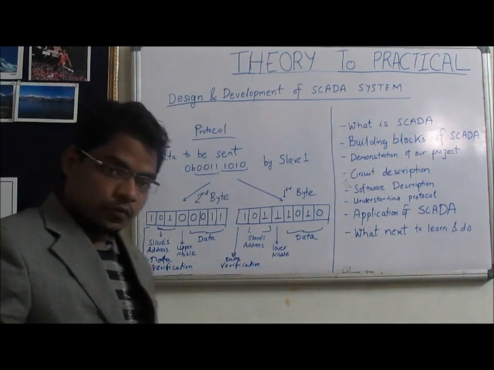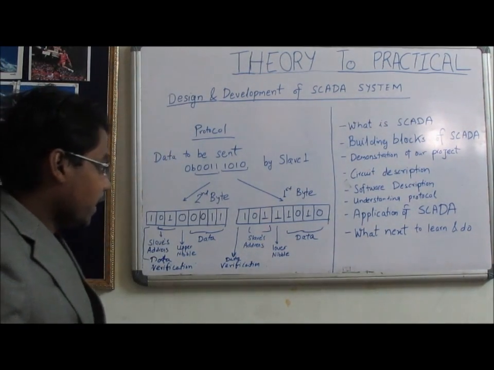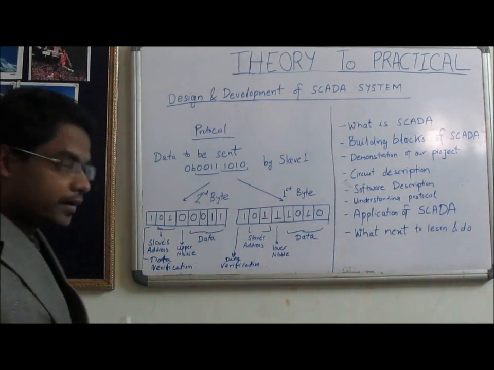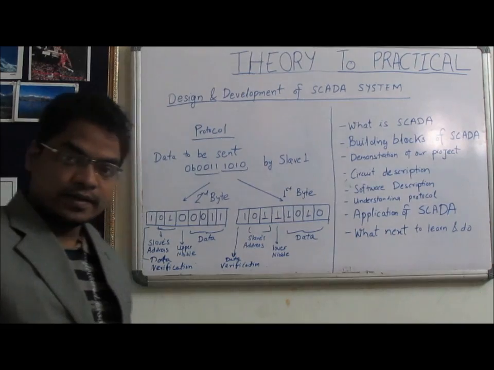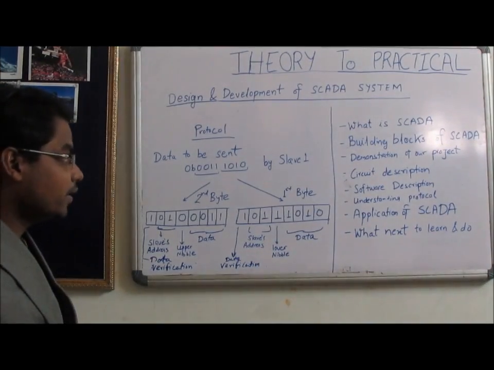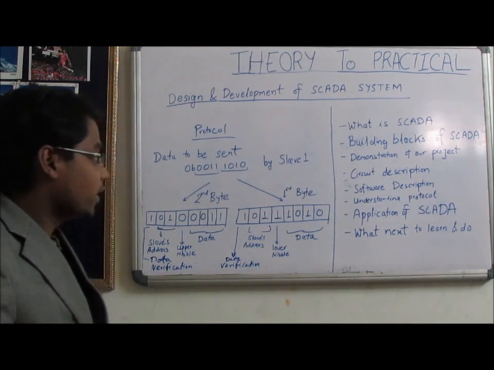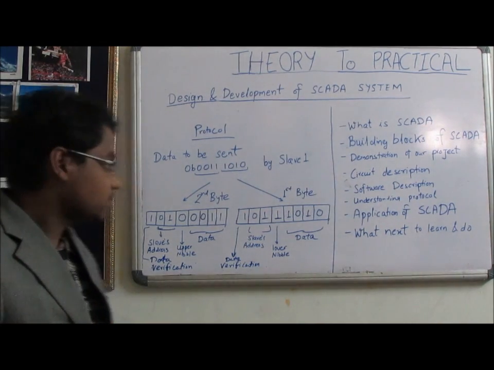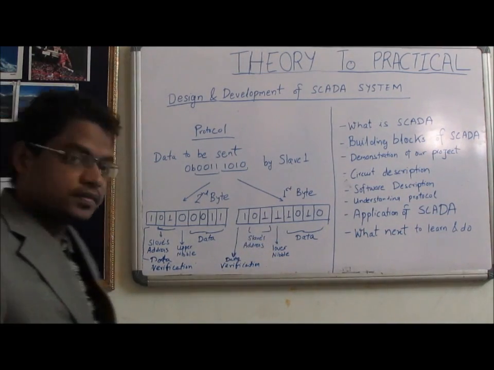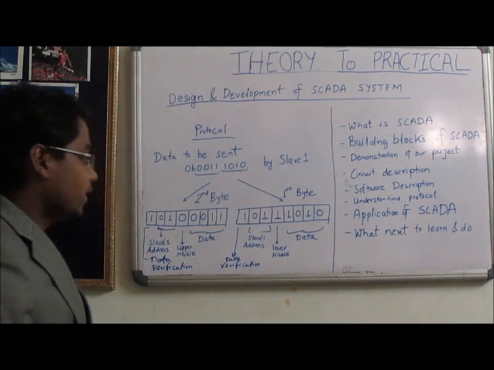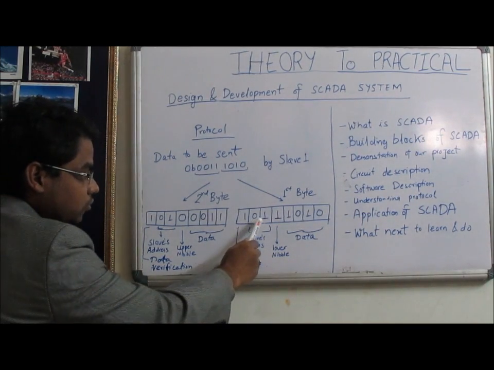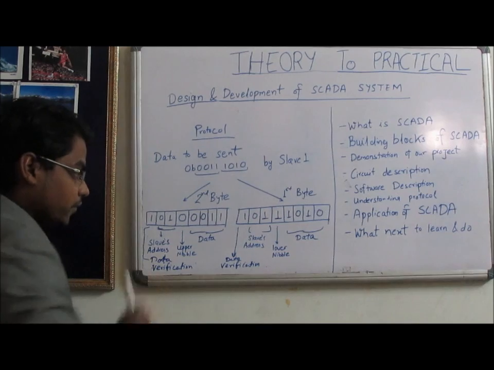Now as we know, bit 6 and bit 5 correspond to the address of the slave sending the data. As the data is being sent by slave 1, it will write its address as 01. Suppose data has to be sent by slave 2, then it will write 10 here. So we can see here it is 01 here and 01 here.